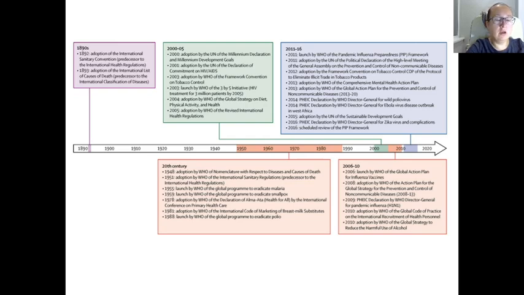In 1971, the Convention on Psychotropic Substances. In 1988, the Convention against Illicit Traffic in Narcotic Drugs and Psychotropic Substances.